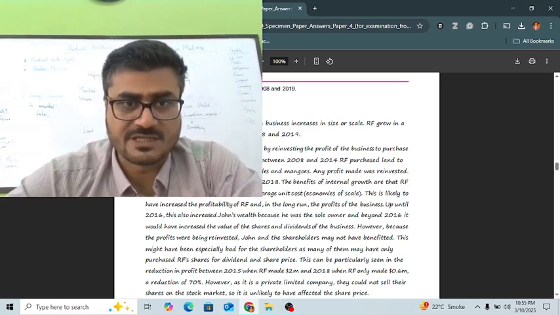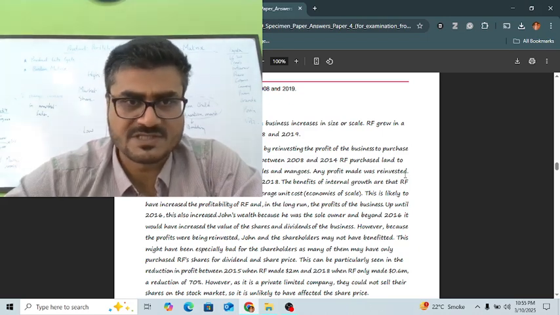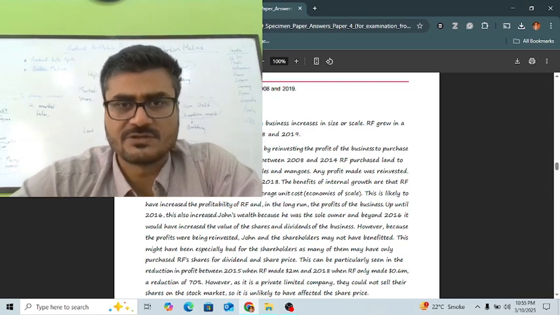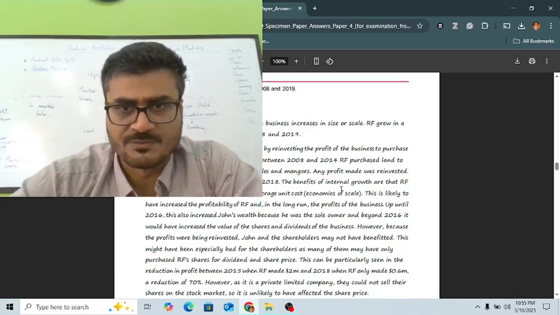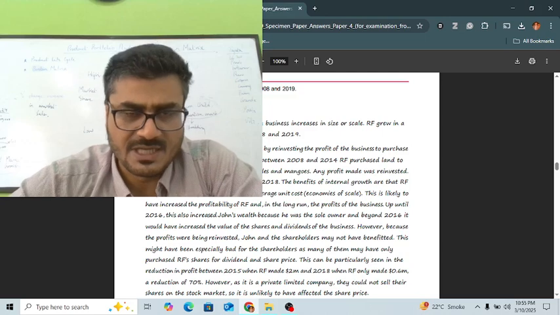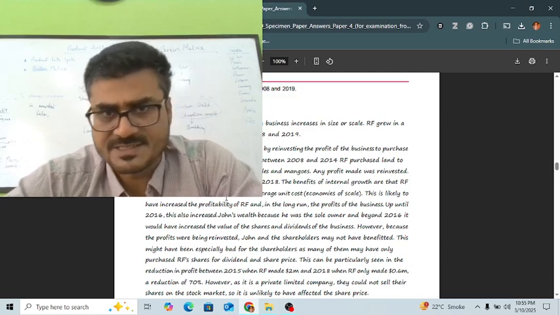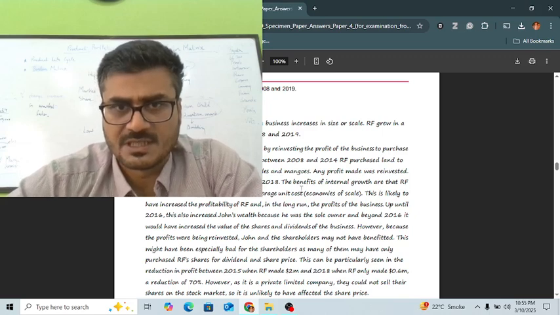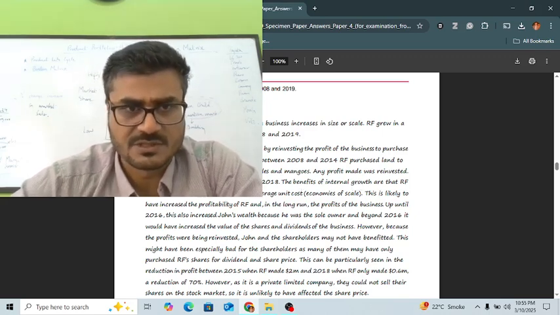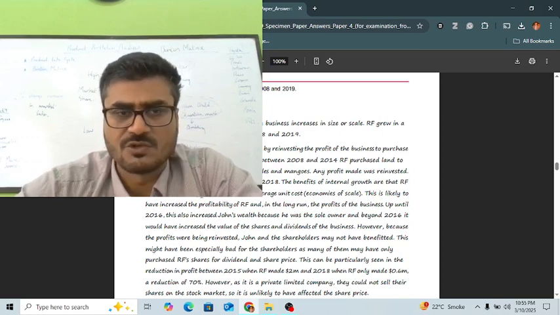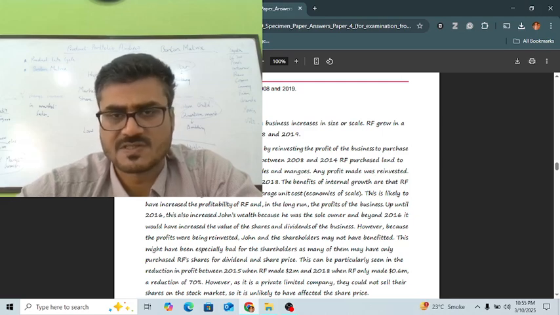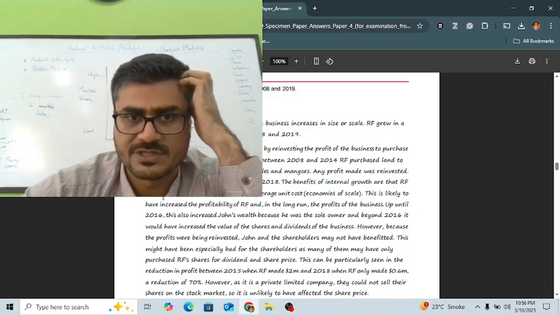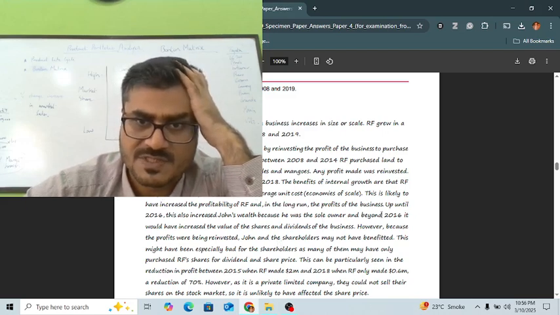RF purchased land to expand the growth of sugarcane, pineapples, mangoes. Any profit made was reinvested. Likewise, RF purchased a new building in 2008. He discussed the benefits of internal growth because the question is about growth strategy. So he used the application points and then analyzed those points in terms of the benefits of internal growth, that he was able to produce more at less cost, gaining advantages of economies of scale. This is what we discussed in our case study as well, and this is likely to increase the profitability and, in the long run, the profits of the business.